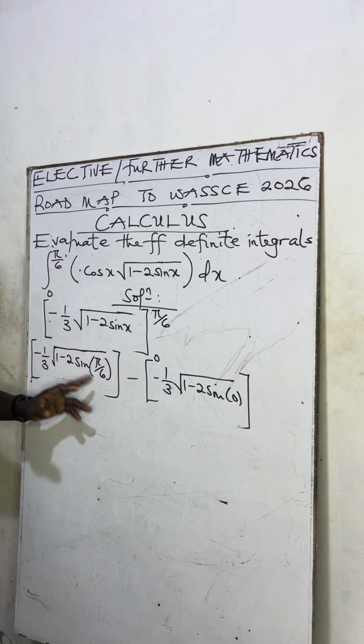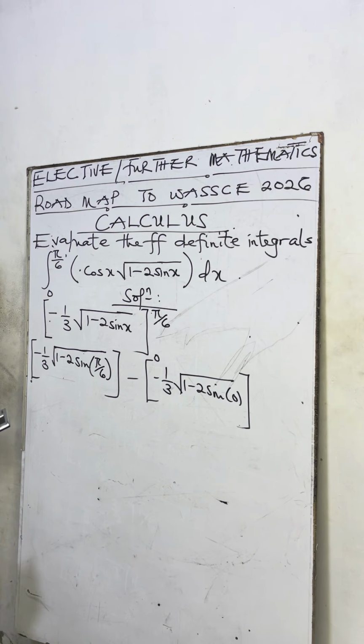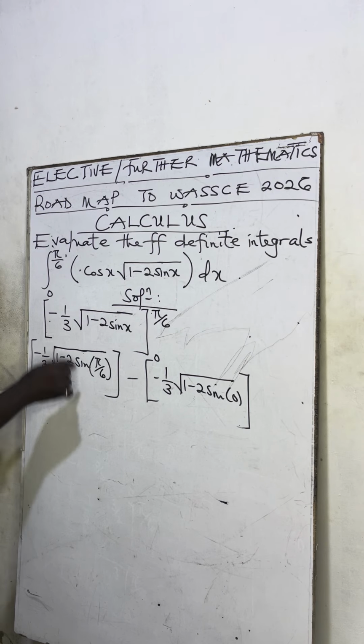Now, don't forget the angle is in radians, so we have to change our calculator settings to radians. So we press shift and mode setup. Now, 3 is degrees, 4 is radians, so we press 4. You see that on top of the calculator, then we have R written over there.